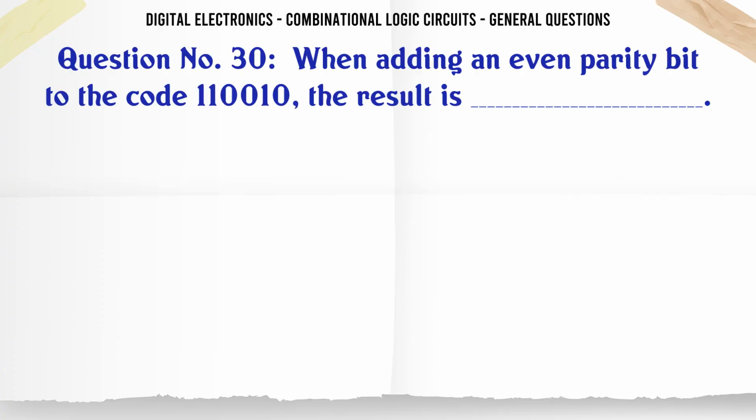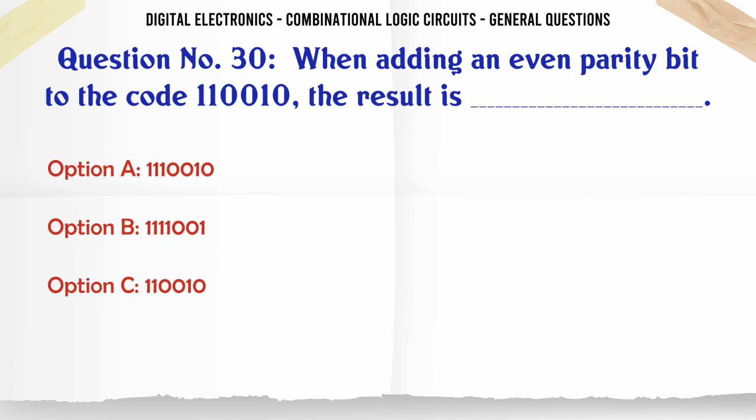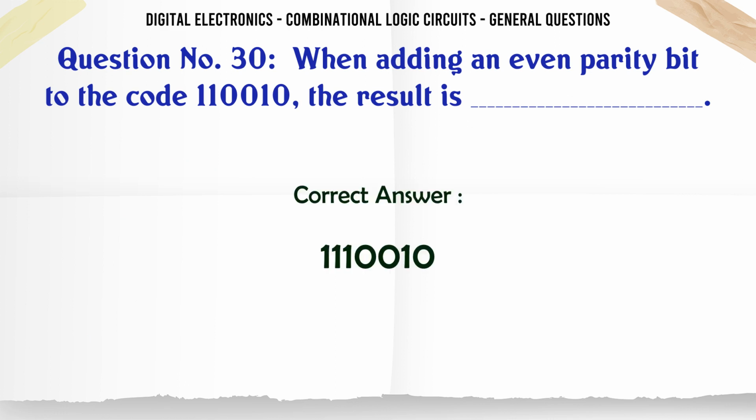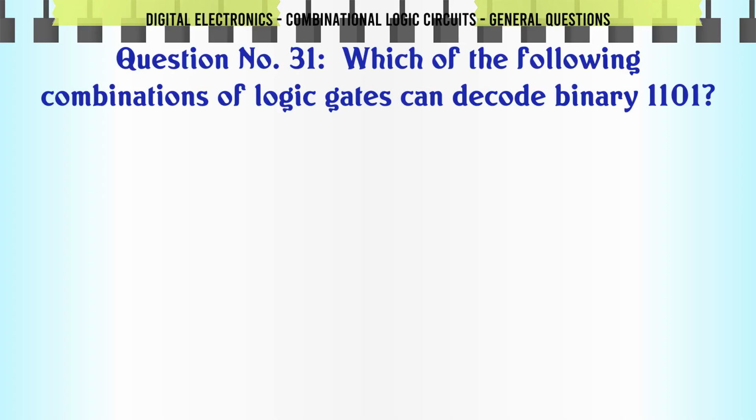When adding an even parity bit to the code 110010, the result is: A. 1110010, B. 11111001, C. 110010, D. 001101. The correct answer is 1110010.